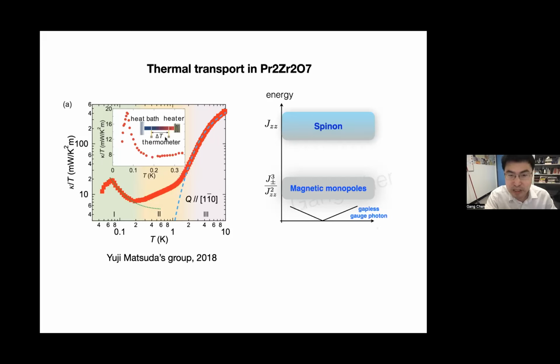So at high temperature, it is believed to be spinon-like excitations. At low temperature, there is a hump, and this hump is attributed to the monopole and gauge photon contribution to the thermal conductance. So this looks very promising.